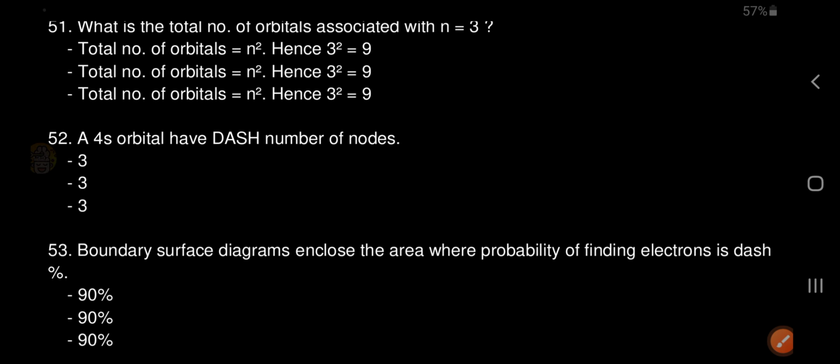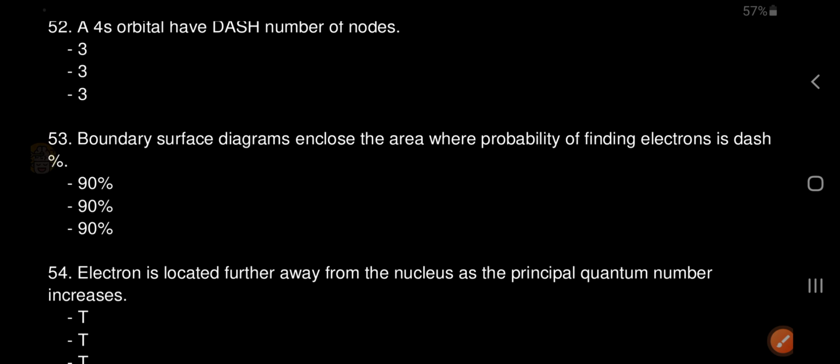A 4s orbital has 3 nodes. Boundary surface diagrams enclose the area where the probability of finding electrons is 90 percent.